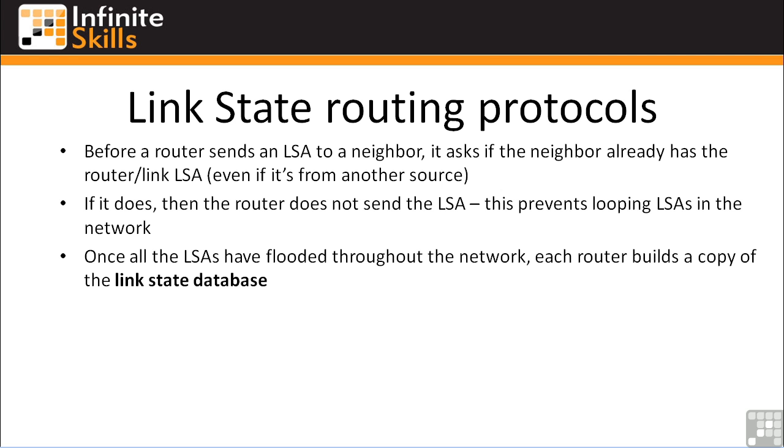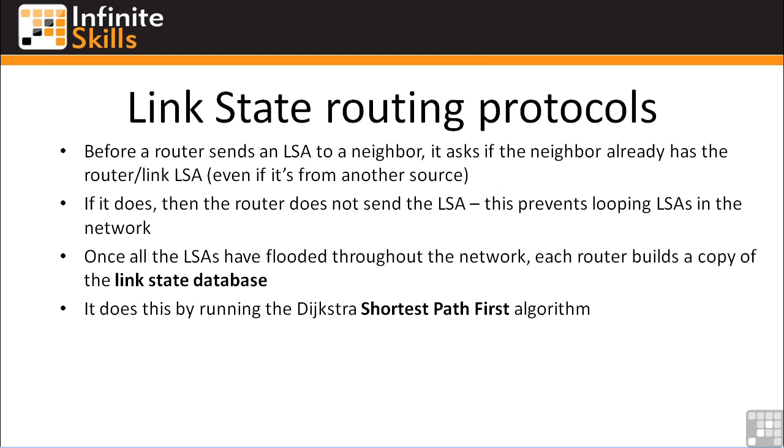Once all of the LSAs have flooded throughout the network, basically all the routers say, yes, I know about all of these routes, I know about everything on the network, then each router builds a copy of the link state database. It does this by running the Dijkstra shortest path first algorithm. That's a mathematical algorithm that, quite honestly, is too complex to put in this course because it just looks horrendous when you look at it.